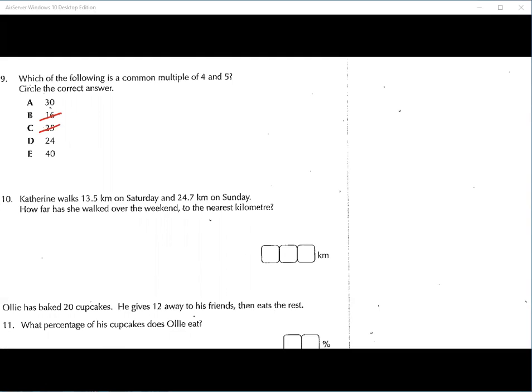Lovely. Can it be 24? No, because it just comes in the 4 timetable. Right. Can it be 30? No, because it just comes in the 5 timetable. Fantastic. Can it be 40? Yes, because it comes in the 4 timetable and the 5 timetable. 4 times 10 is 40 and 5 times 8 is 40. Fantastic. Well said.